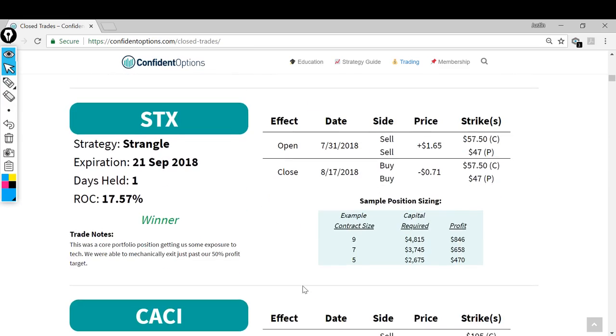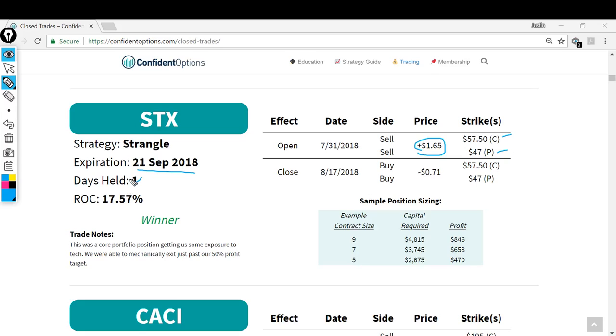Last trade we're going to look at is a core portfolio position in STX. This was a good one for us. We needed more exposure to the technology sector. I mean, we have things like healthcare, biotech, home builders. We use a mix of ETFs as well as underlyings, and this was one of our underlyings, and it happened to be in the technology sector. We sold the 21st of September Strangle in this case by selling the 57.50 call and the 47 put. Gives us a nice wide range, and we collected $1.65. So again, over that dollar threshold that we like to have.